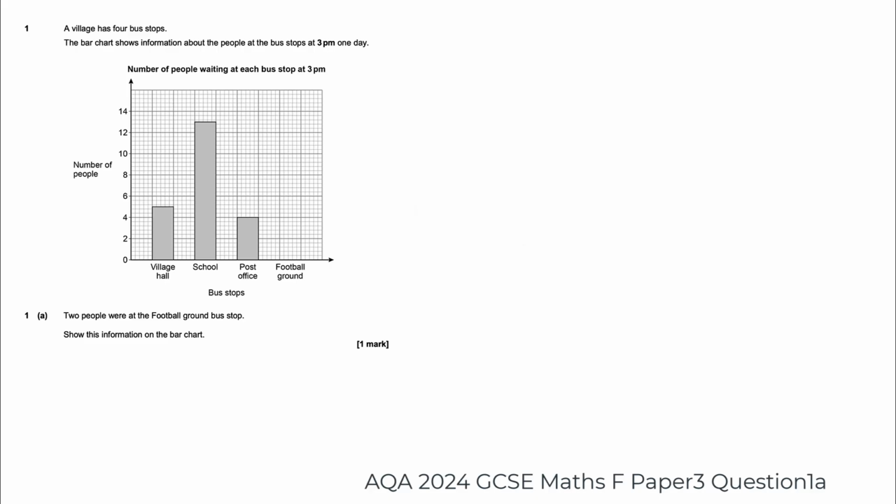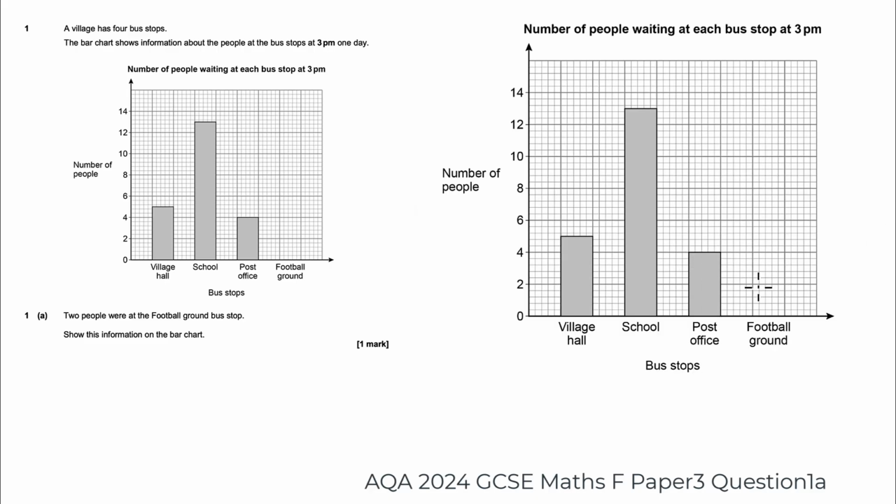So let's look at a larger diagram, and there's the gap at the football ground where we have to fill in the bar, and we're told 2 people. Now there's the 2 line. Let's go along. So we would have to put in a bar as neatly as we can in this missing gap and shade it in. So something similar to that.